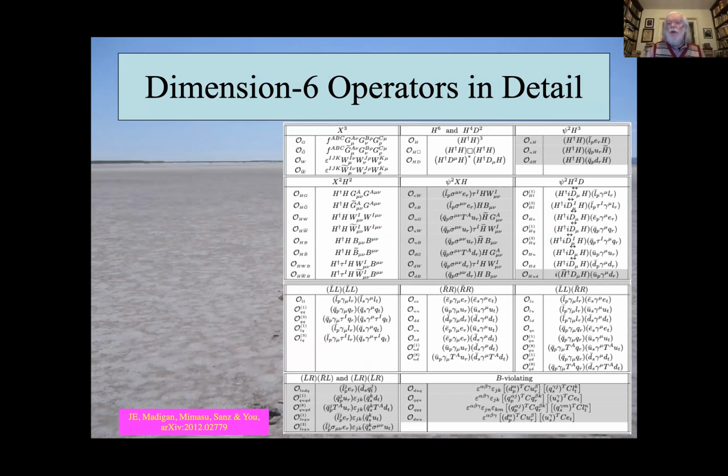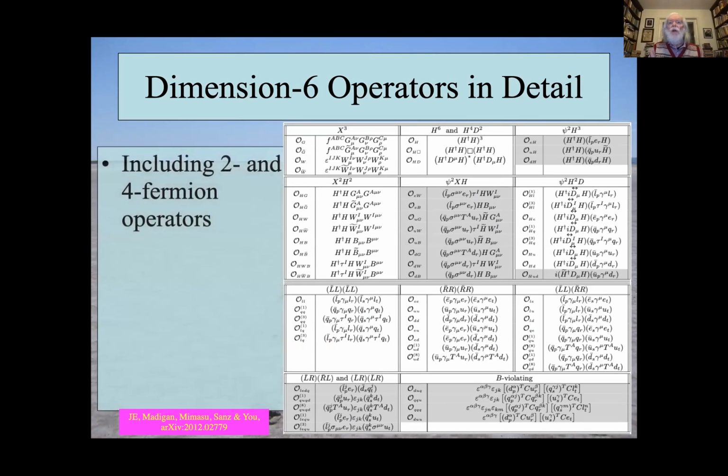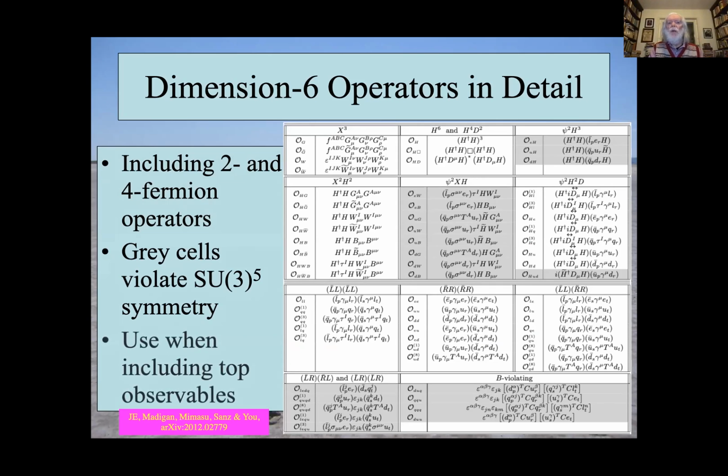So here's a somewhat more detailed picture of the dimension 6 operators that we analyzed. Some of these involve bosons, some of them involve fermions, some of them appear when you break the SU(3)⁵ symmetry of flavour, which is a natural thing to do when you're considering top observables, as we do in our global fit.